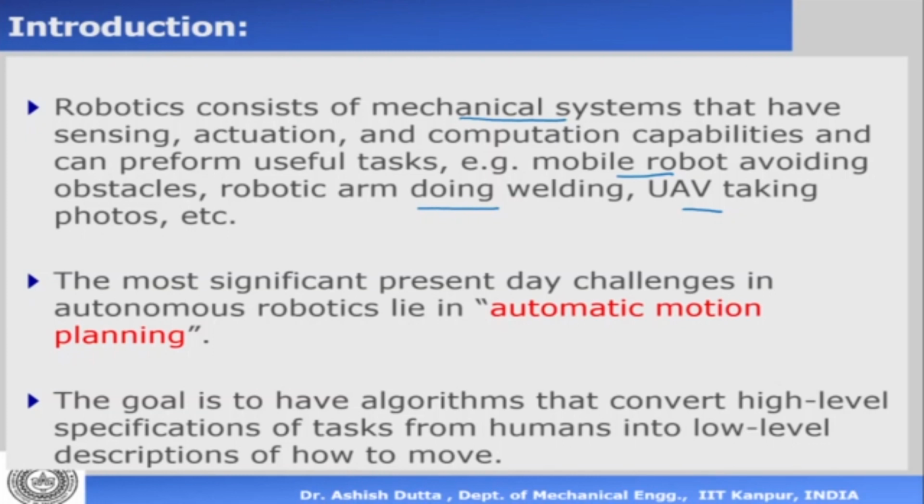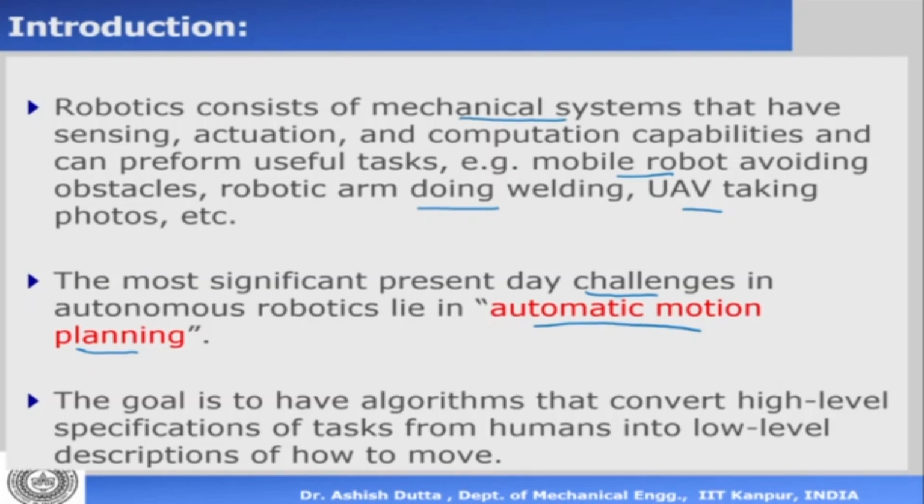Now, in the area of robotics, today the most significant present challenge in autonomous robotics lies in automatic motion planning. These are some terms I'm using; I'll explain them as we go along. The biggest challenge in robotics today is that robots are supposed to be autonomous. What is autonomous? Autonomous means that they should operate by themselves with minimum human intervention.